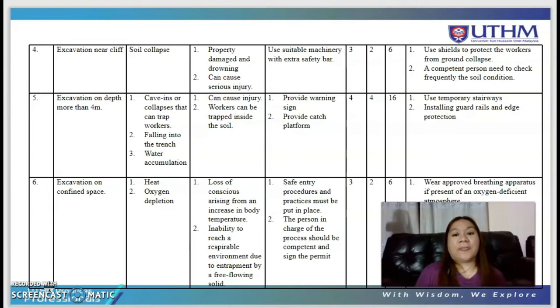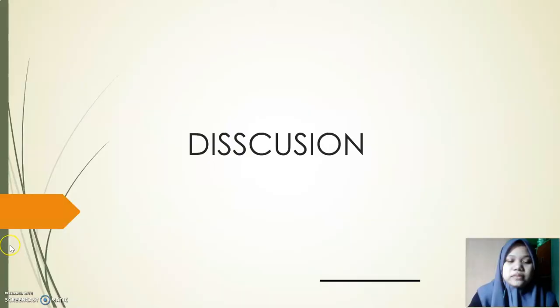trapped inside the soil. So the existing risk control for these activities is providing warning signs and providing a catch platform. The recommended control measure is using a temporary stairway and installing guardrails and edge protection.